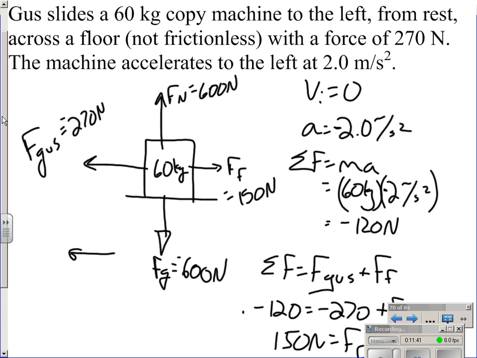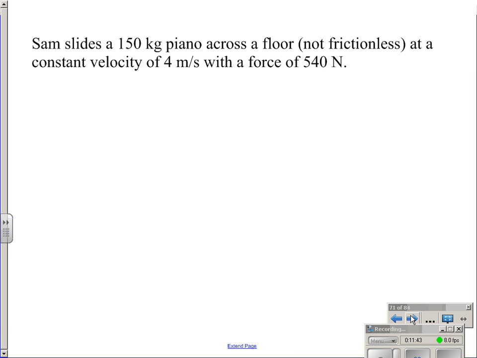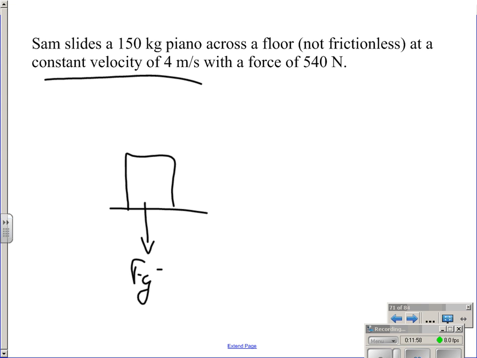All right, finally, in this one, you've got a constant velocity. I'm going to do this one really quick because I want to make sure I get to the terminal velocity problems. Constant velocity, right? So here's your box. You're going to have gravity, which in this one's going to be negative 1,500 newtons. You're going to have a normal force that prevents it from falling, 1,500 newtons.